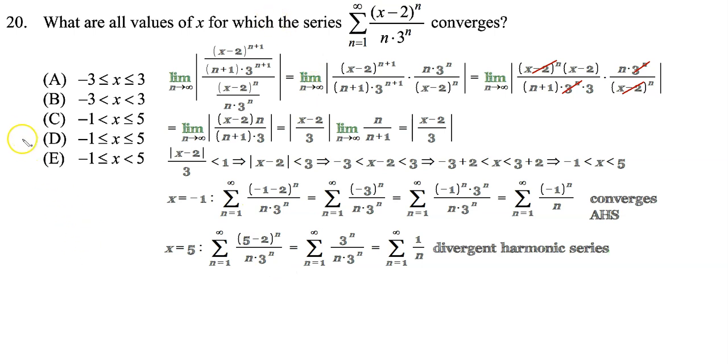Which means that the final answer would be the one that corresponds to x being allowed to be negative 1, because that's the convergent alternating harmonic series at negative 1, but the one that excludes 5 because that's the divergent harmonic series at that right endpoint of the interval. So E is the correct answer.